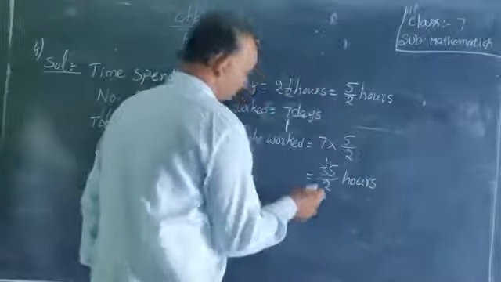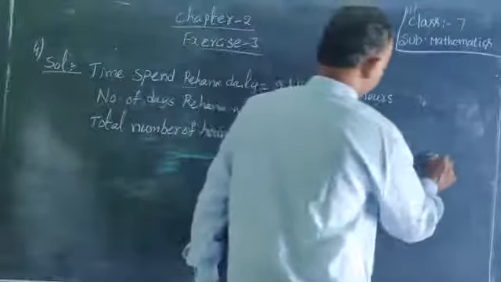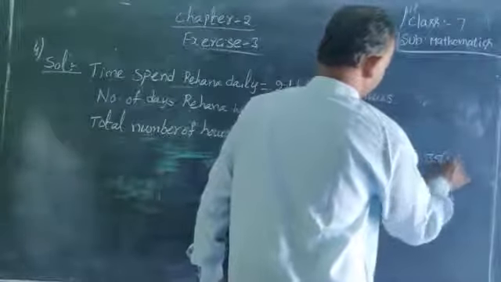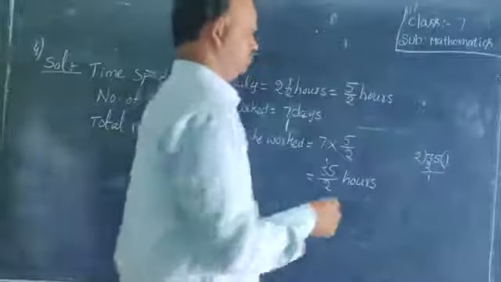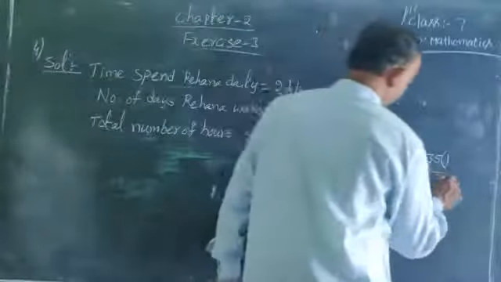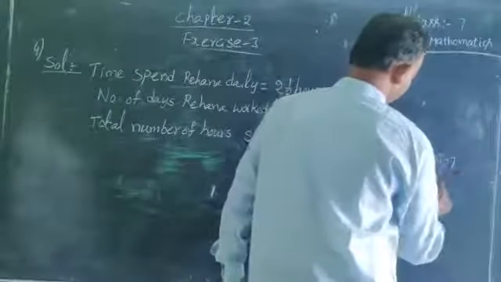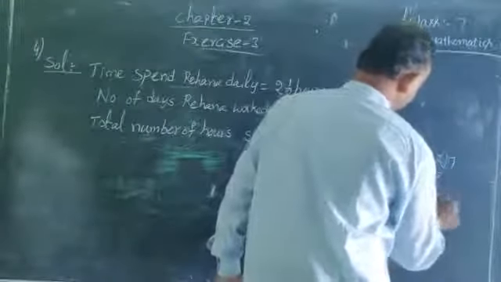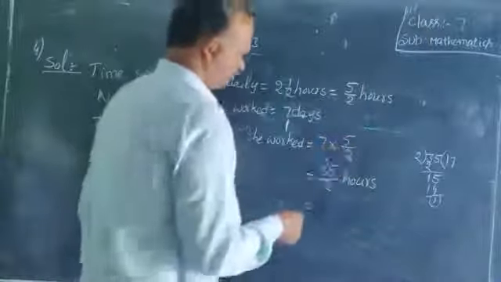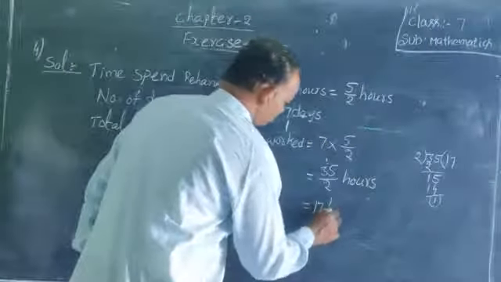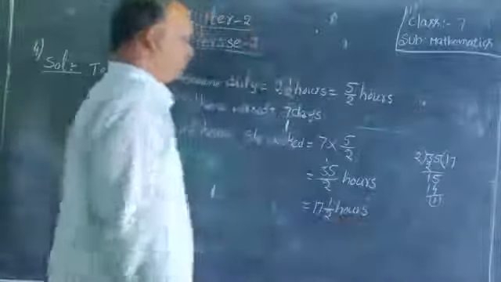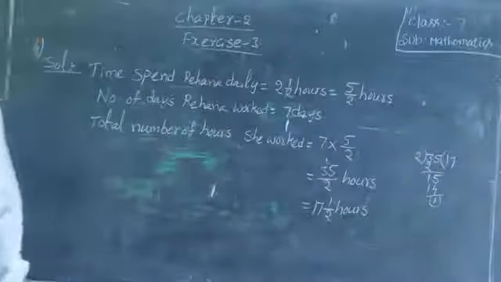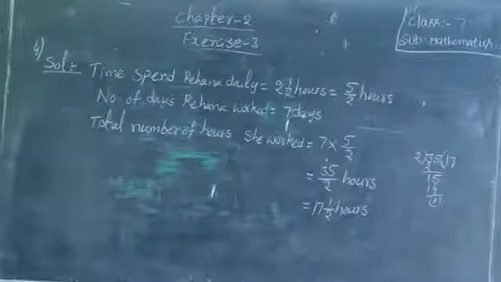It is changed to the mixed fraction. 35 is divided by 2. 2 1s are 2. 3 minus 2, 1. Here the value is 5, 15. 2 7s are 14. 1 is the remainder. So the value is 17 1 by 2 hours. 17 1 by 2, 17.5 hours total work.